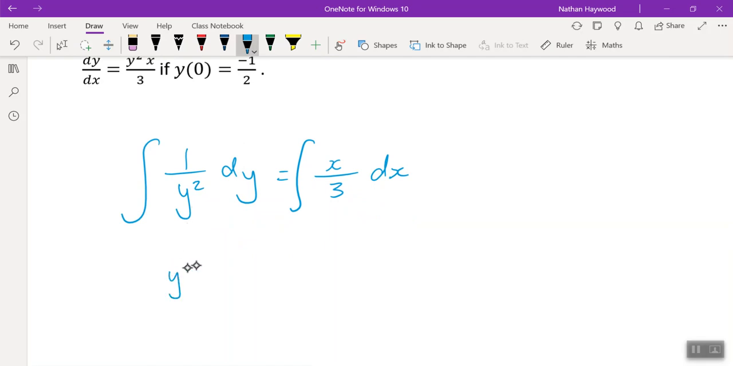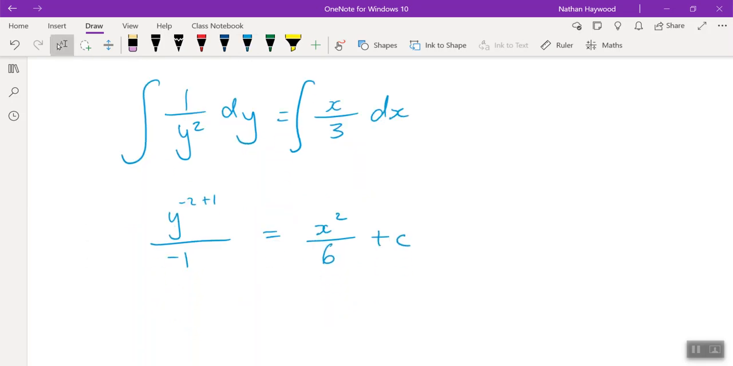This becomes y to the negative 2 plus 1 to the power. Divide by that new power, which is negative 1. This is x to the 1, so it becomes x squared. Divide by that new power, so that becomes 6. 3 times 2 plus c. Any questions for those watching?